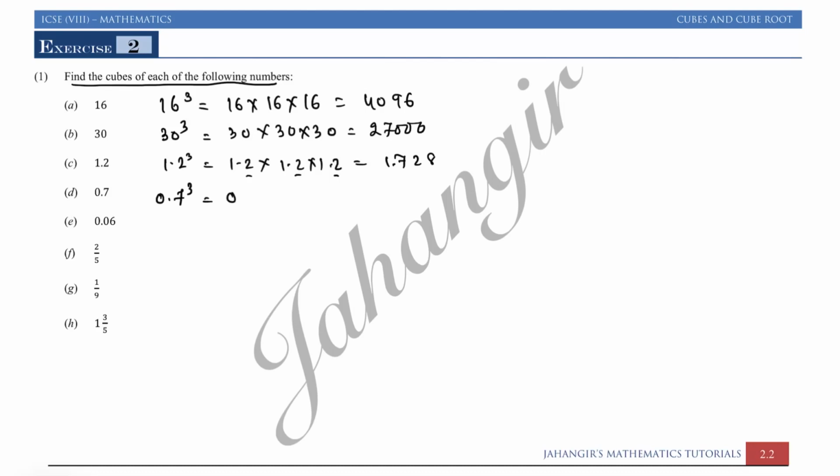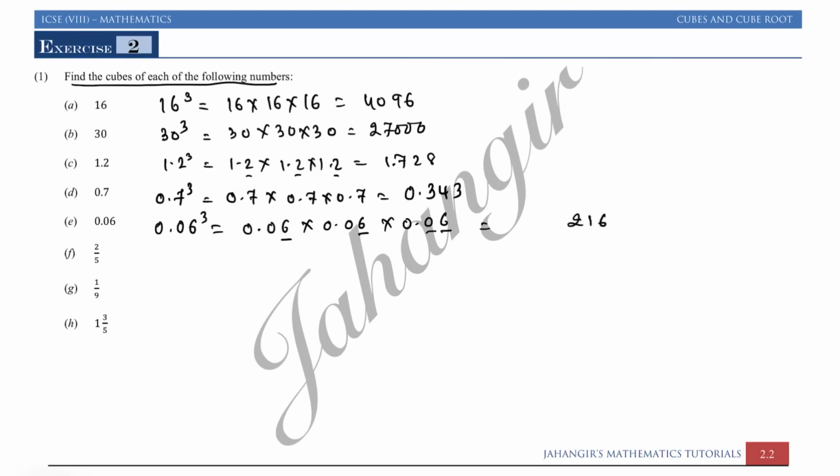0.7 cube is 0.7 multiplied by 0.7 multiplied by 0.7. So that is 343. So 0.343. 0.06 cube. So that is 0.06 into 0.06 into 0.06. So 6 cube is 216. Now check how many decimal places are there. 2, 4, 6. So total 6 decimal places. So 0.000216 is the answer.